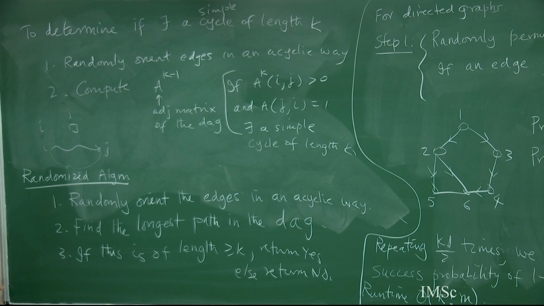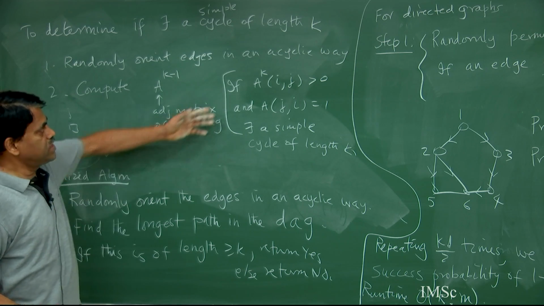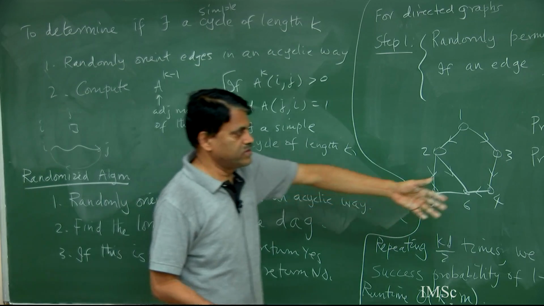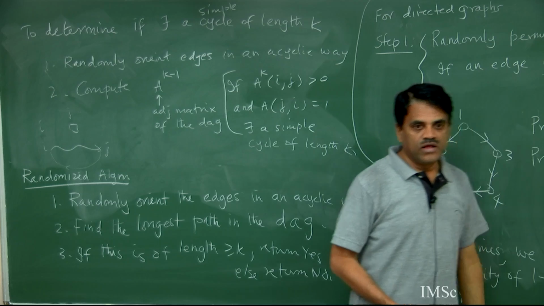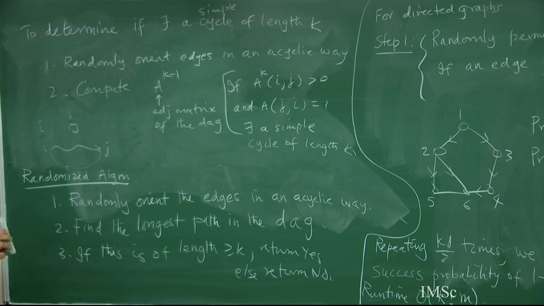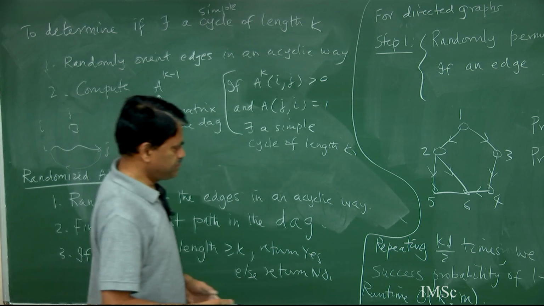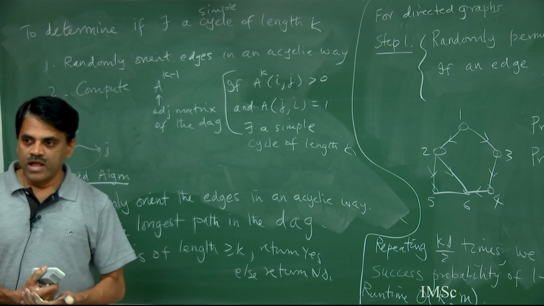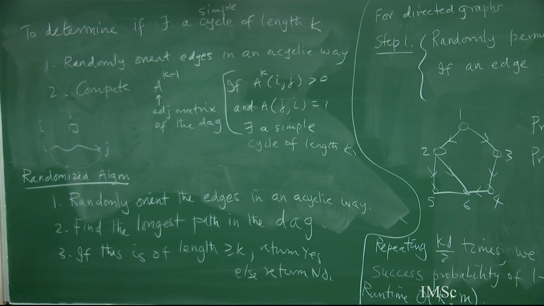If there is a simple cycle of length k, then because it is all about random orientation, that cycle will survive with probability 2 by k factorial, and you will find it here, and otherwise you repeat. So this is one nice general technique of random orientation, and it has this k factorial in the running time. Now we want to improve it to something like 2 to the order k, because k factorial is like k to the power k.